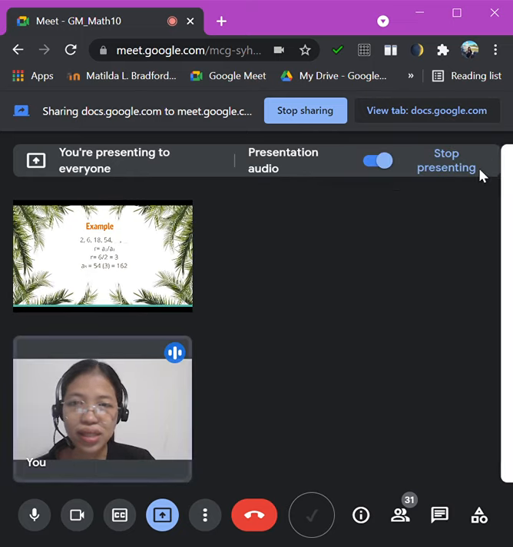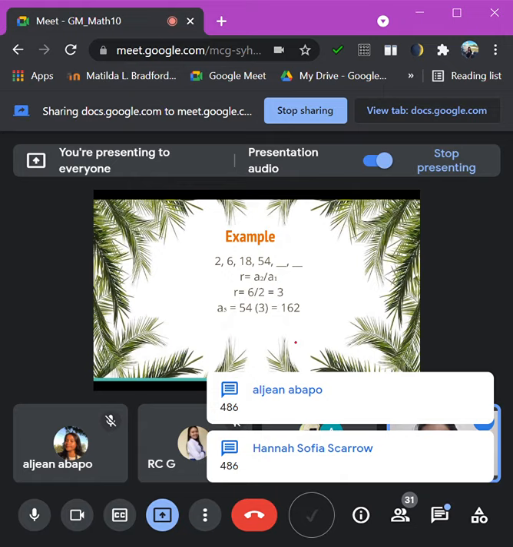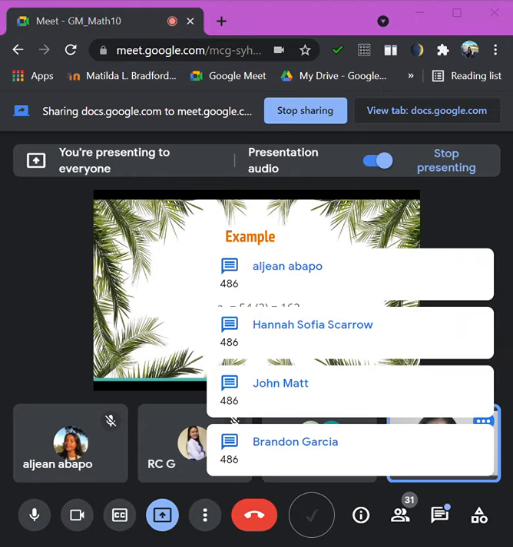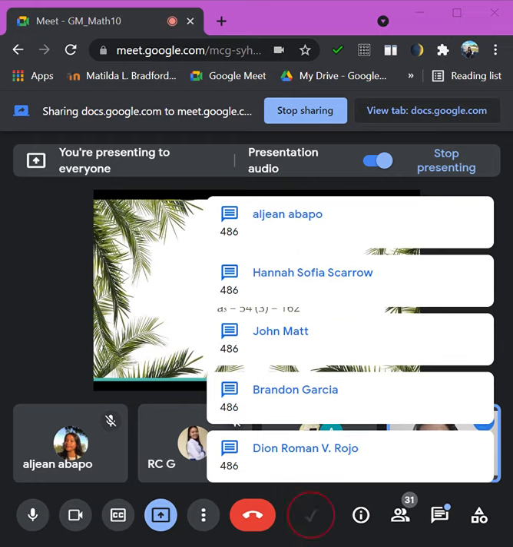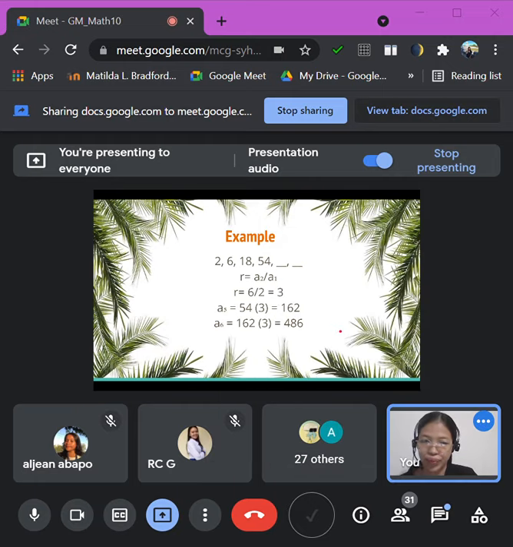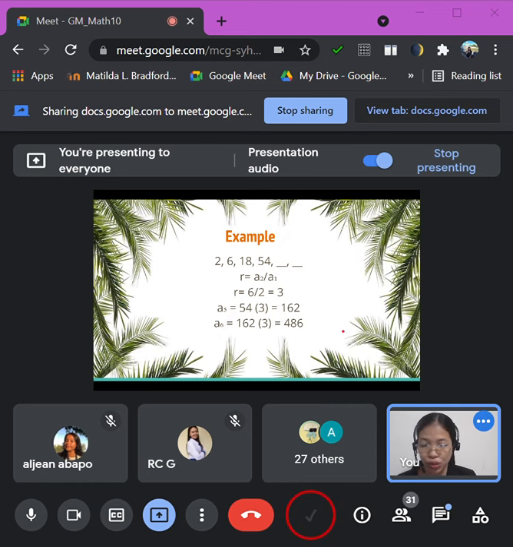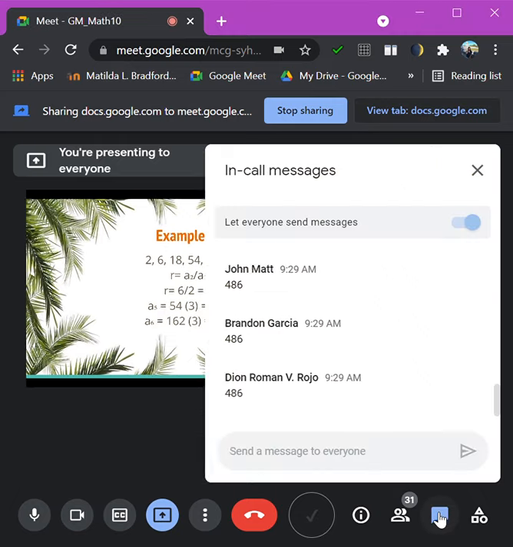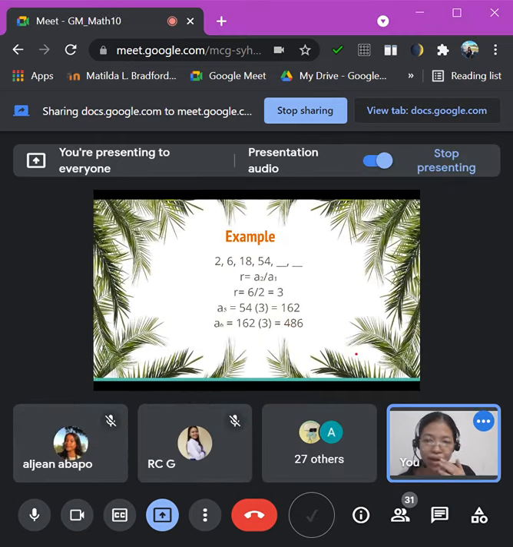Okay, that is 486. Very good. So, ato rang gi-multiply atong last term nga 162 times 3. So, you can already get your next terms. This one is applicable lang if next terms ang atong pangitaon in a geometric sequence. Now, any questions with this example? Okay, wala ra. Very good.